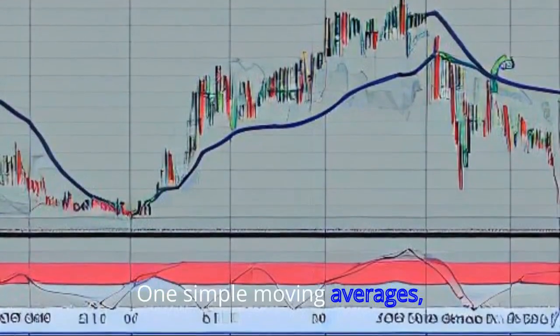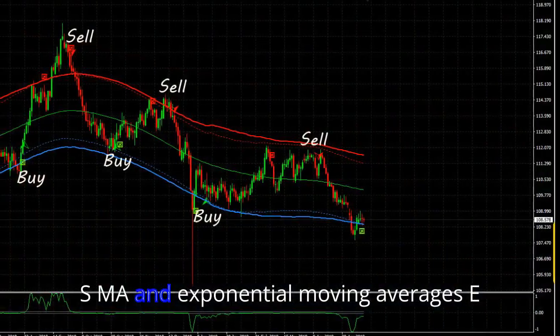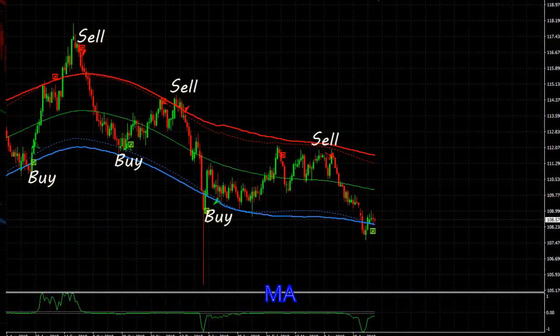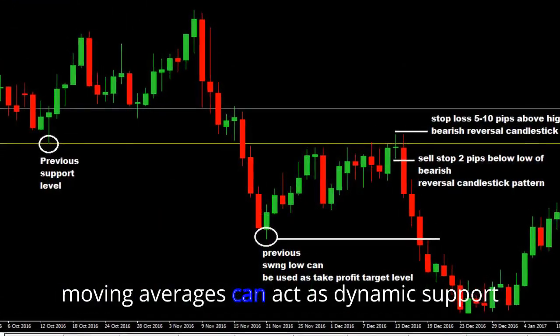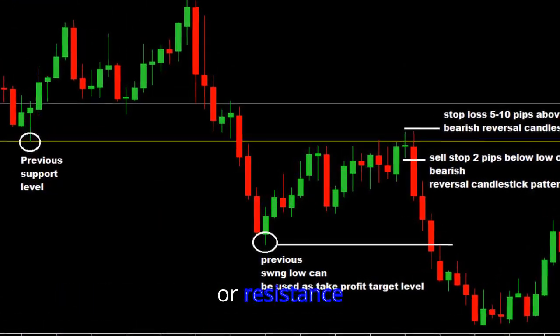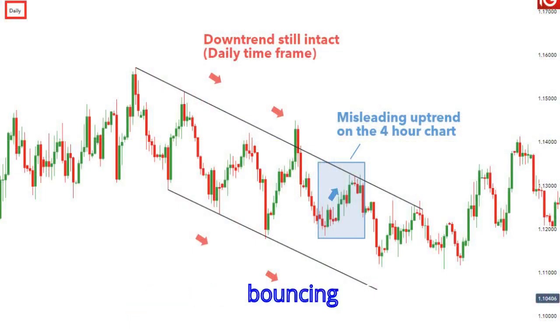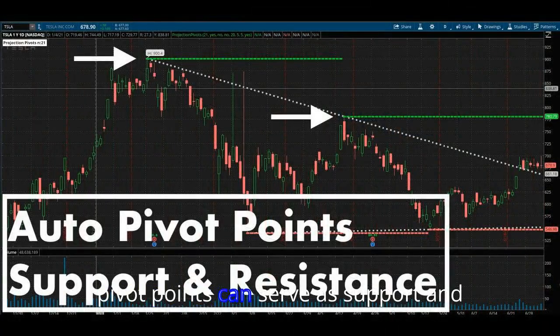Moving averages. 1. Simple moving averages, SMA, and exponential moving averages, EMA. Moving averages can act as dynamic support or resistance, with prices often bouncing off them. Pivot points. 1. Daily, weekly, or monthly. Pivot points are calculated based on previous high, low, and close prices. Pivot points can serve as support and resistance levels.